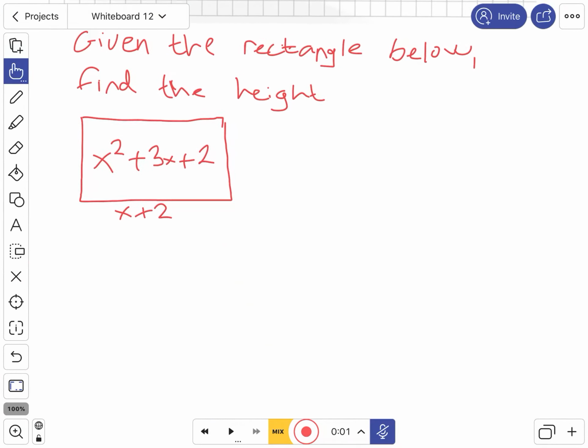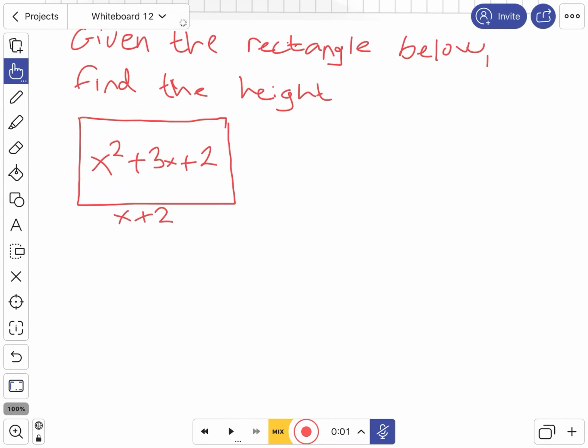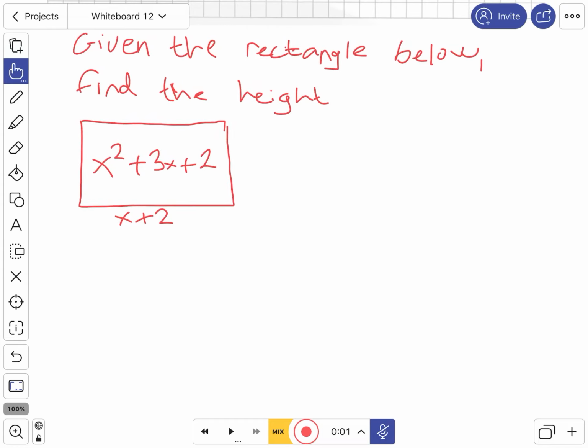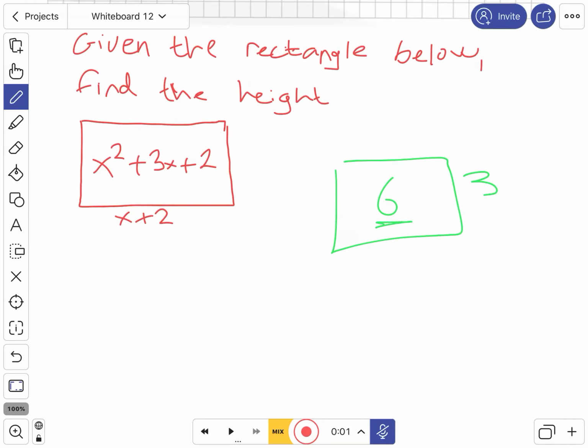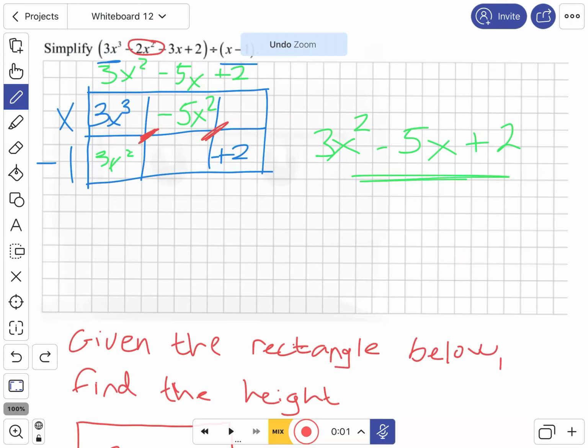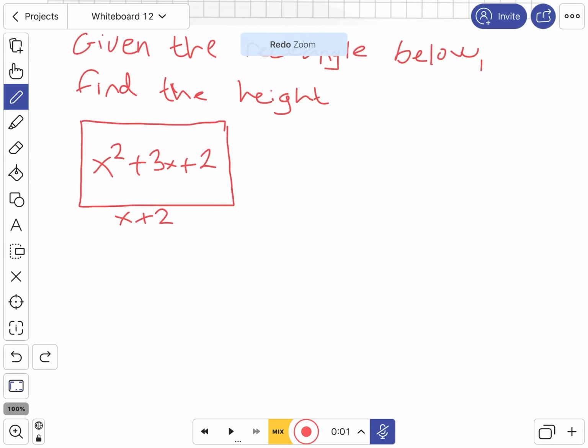down here underneath, this is a slightly different way of asking it, but it says, given the rectangle below, find the height. So we know from area and volume, if I just draw a little example here, I know that if this area is 6 and I know that this is 3, then I know that 6 divided by 3 will give me the other side of 2. So I'm going to use that principle now to decide what to do with this question.